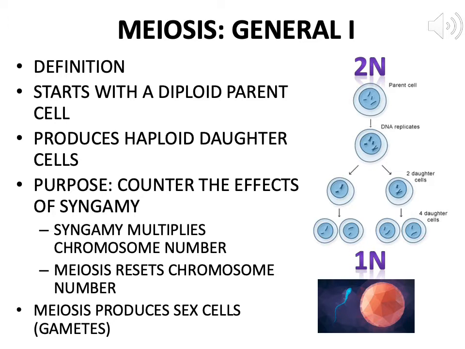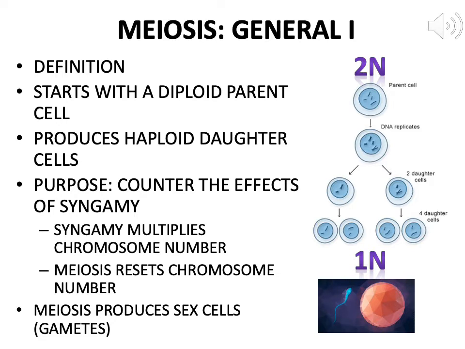Meiosis begins with a diploid parent cell and produces, as a rule, four haploid daughter cells. Those haploid daughter cells might be sperm cells, and those haploid daughter cells might be egg cells.